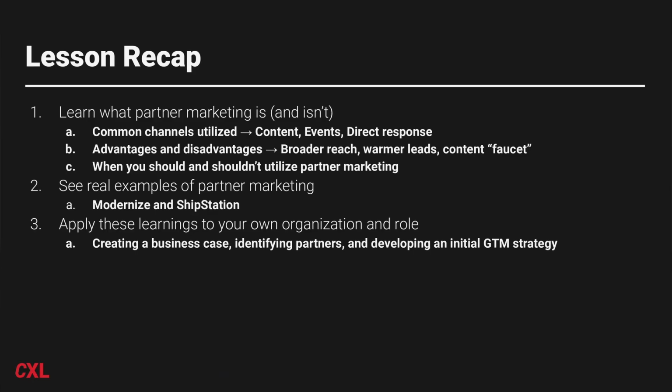So we've reached the end of lesson 1. To reiterate and recap, here are the 3 things we wanted to learn as our lesson objectives. Number 1, we wanted to learn what partner marketing is and isn't. We learned common channels utilized and tactics. These can include content, events, direct response. We learned advantages and disadvantages: broader reach, warmer leads, content faucet. We learned when you should and shouldn't utilize partner marketing. We talked about company size, company culture, traditional marketing channels utilized today.